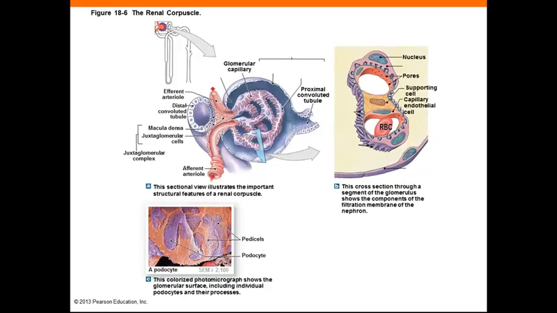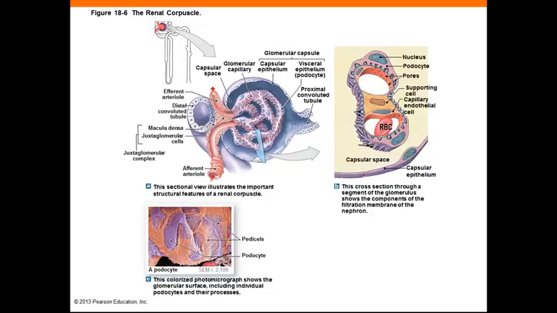Let's look closer at the filtration membrane in the renal corpuscle. The glomerular capsule has an outer layer that forms the wall of the corpuscle and an inner layer that encloses the glomerular capillaries. These layers are separated by capsular space.